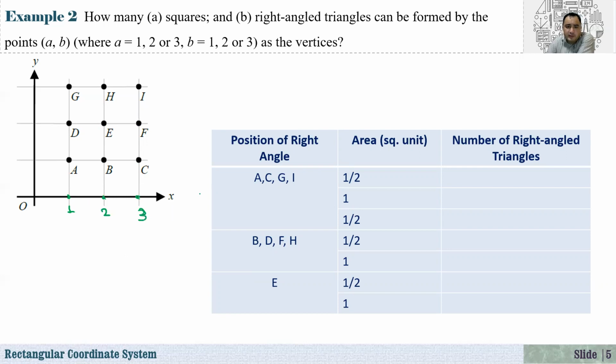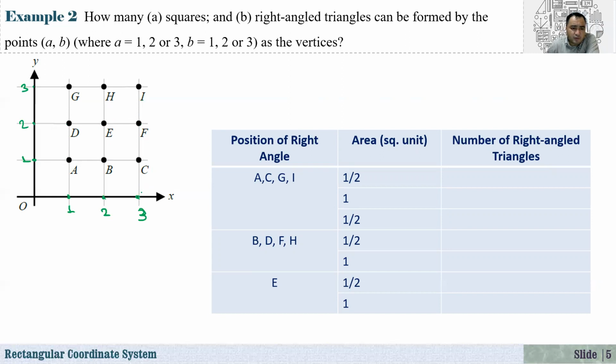And how about the coordinates of B? Also it is either 1, 2, or 3, right? So how many different points can I write here? I can write 9, right? Because we have 3 possible choices for A and 3 for B, 3 times 3, that is 9. It's like (1,1), (1,2), (1,3), or (2,1), (2,2), (2,3), or (3,1), (3,2), (3,3), right?